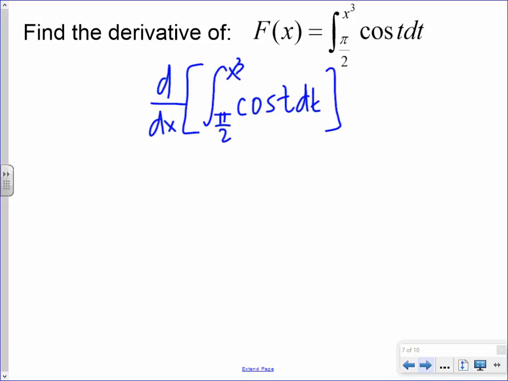3x squared. That's your chain rule? Because I thought we did chain rule last time because it was x to the third on the side. This is what we did. Yes. Yeah. Never mind. Okay.